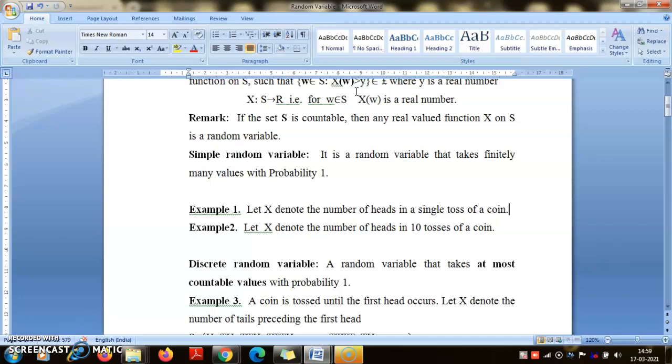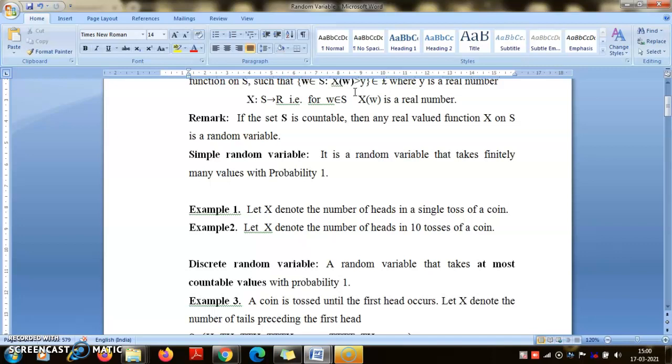Now suppose the coin is tossed 10 times and then I count the number of heads. Then what will be the values of this count? If all are tails, then X will be 0. If 1 is a head, then it will be 1, then it can be 2 heads, rest tails, so it will be 2, and all the way to all heads, then it can be 10. So in this case X is taking the values 0, 1, 2 up to 10. Here also it is taking finitely many values, so therefore it is a simple random variable.